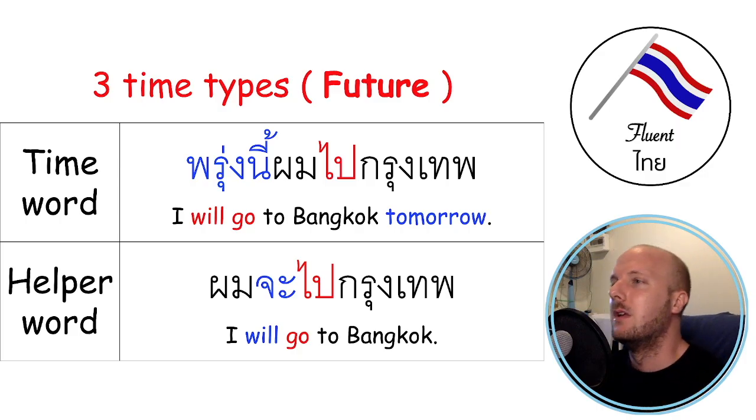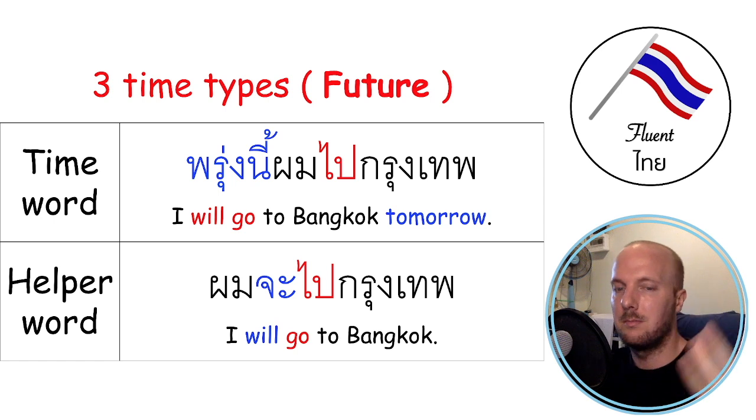Alright, last one, future. So let's use the word tomorrow, and we're just gonna say I will go to Bangkok tomorrow. พรุ่งนี้ผมไปกรุงเทพ. So in Thai, you could add the word จะ, like พรุ่งนี้ผมจะไปกรุงเทพ, but it's not necessary. It's not necessary because พรุ่งนี้ already implies the future, and as we've learned in Thai, the verb is not always dependent on having an auxiliary like will as it is in English. It's just the context, so you don't need to mess around with the verb.